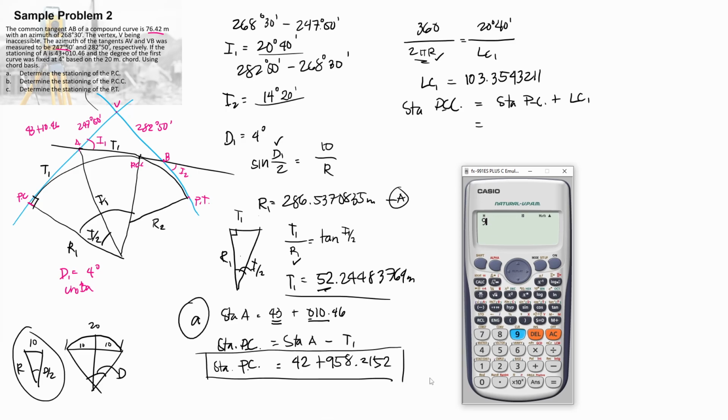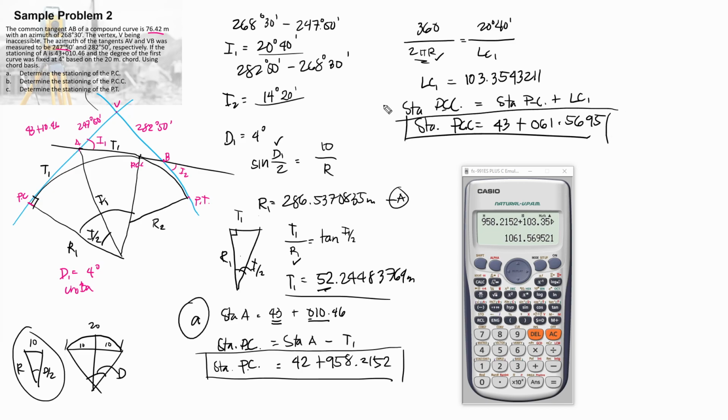958.2152 plus 103.3543211. So 1061. And then dahil lumampas ulit siya ng 1000, magiging 43 plus 061.5695 yung station na kay PCC. So yun na siya. Question number 2 na pala siya or yung B natin. Yun na yung stationing niya kay PCC.